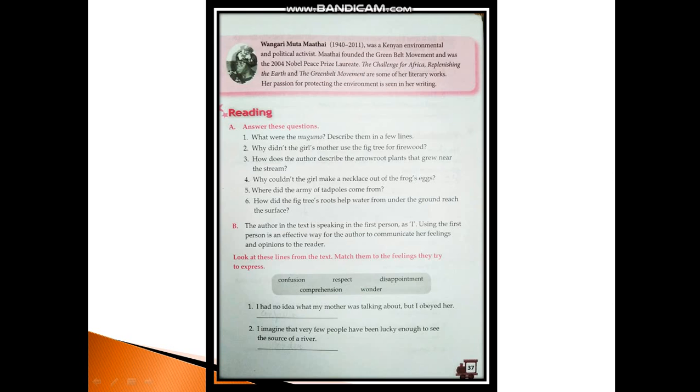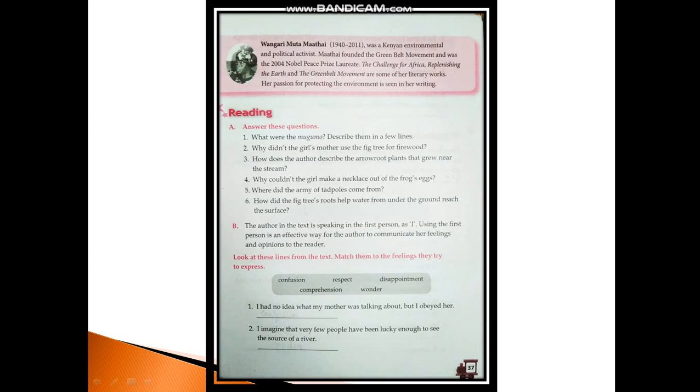Fifth question is, where did the army of tadpoles come from? So the answer to this question would be, the frog's eggs that were there beneath the arrowroots plant along the banks of the stream developed into the army of tadpoles.